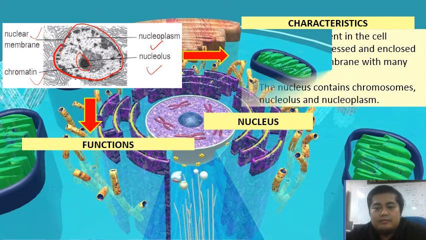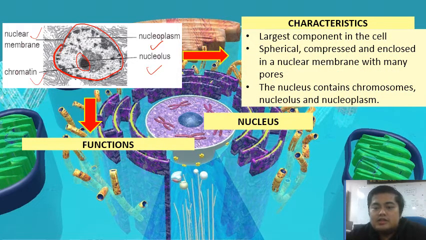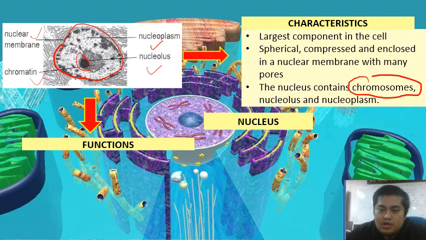So the characteristic. It is the largest component in the animal cell. The shape is spherical, compressed and enclosed in the nuclear membrane with many pores. The nucleus contains chromosomes, nucleolus and nucleoplasm. So chromosome dengan kromatin ni benda yang sama tapi tak serupa. Apa yang bezakan diorang ialah kromatin dalam bentuk berbenang, manakala kromosom ni dia dah jadi dense. Yang ni kromosom.